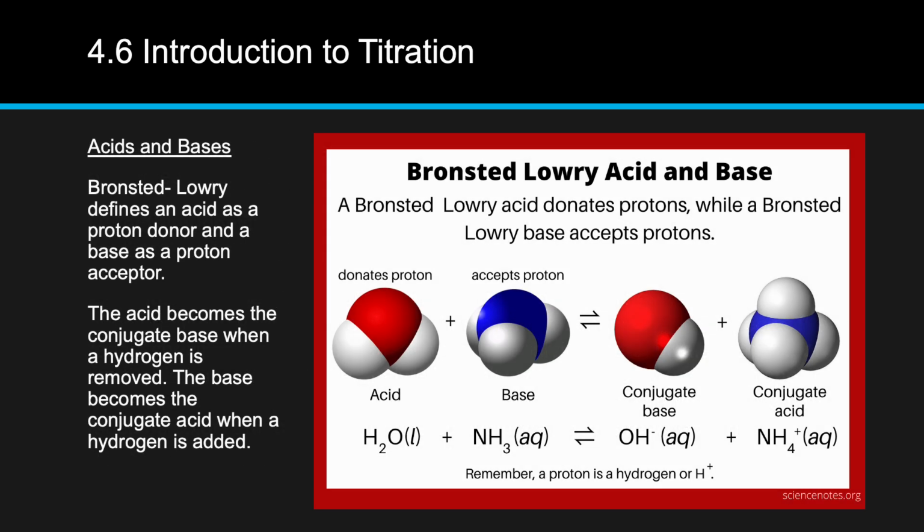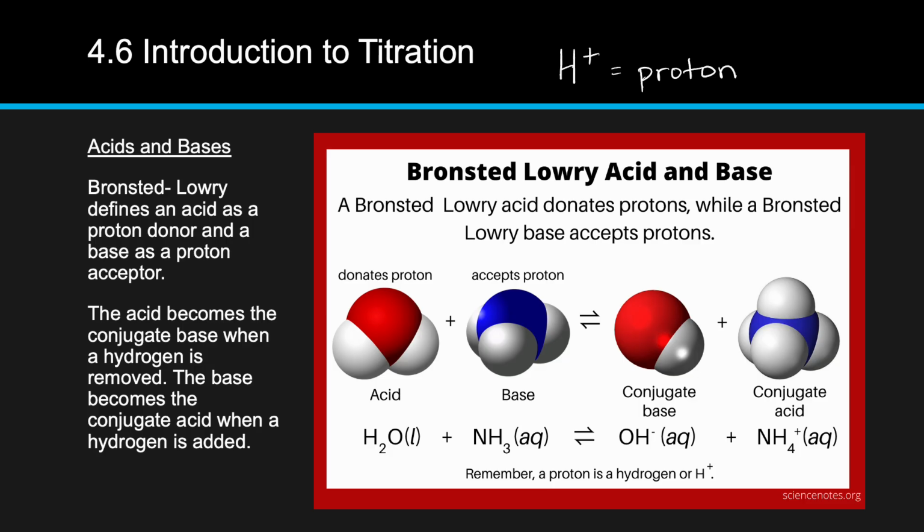Before we talk about titrations, we need to make sure we understand how acids and bases behave when they react with each other. In the Bronsted-Lowry model, an acid is a proton donor and a base is a proton acceptor. Remember, when we say proton, we're talking about an H plus ion. That's because a hydrogen is just one proton and one electron, but when we make an H plus ion, we've lost an electron, which means now we are only left with a proton.